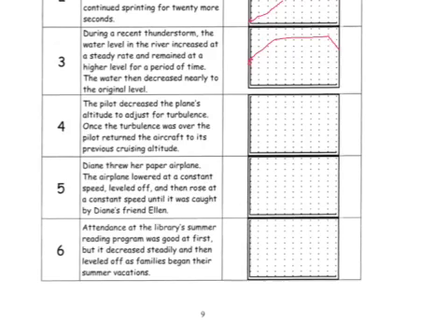Okay, number 4. The pilot decreased the plane's altitude to adjust for turbulence. Once the turbulence was over, the pilot returned the aircraft to its previous cruising altitude. Okay, here we have time, and this will be altitude. So the pilot is obviously in the air to be able to adjust their altitude for turbulence, so that means they're up in the sky. So we're going to start them up here somewhere.